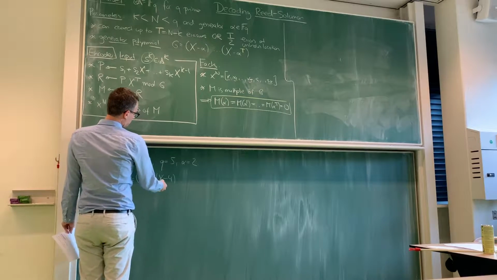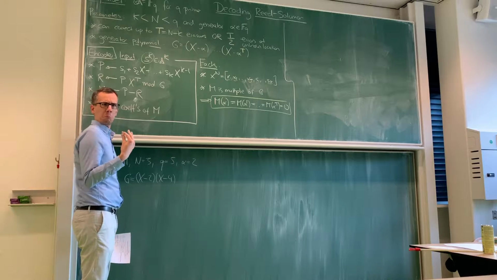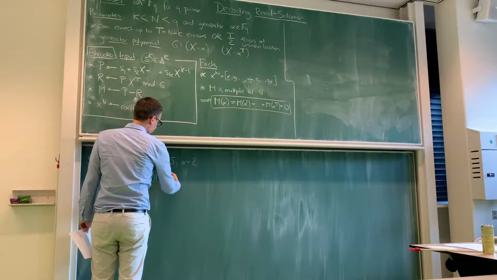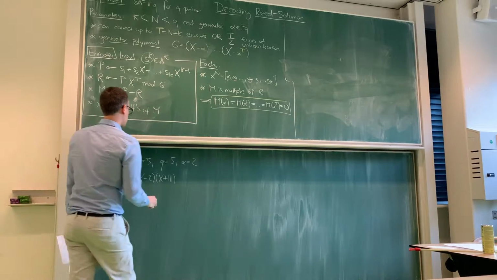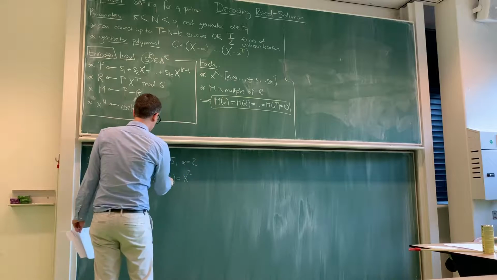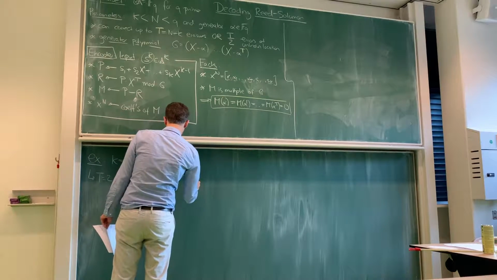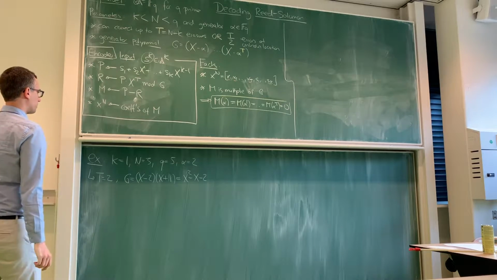Now, because I'm working modulo 5, minus 4 is the same as plus 1. I like smaller numbers, so I'll write plus 1. And now maybe we can just multiply this out for completeness. So we get x squared minus 2x plus x minus x minus 2. Okay. So that is our generated polynomial.